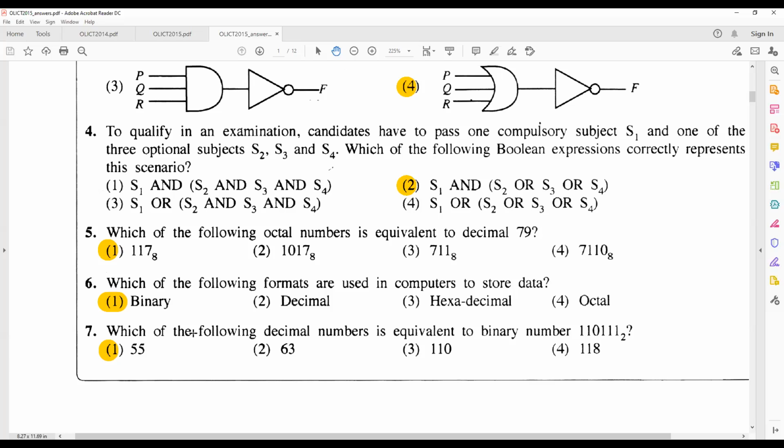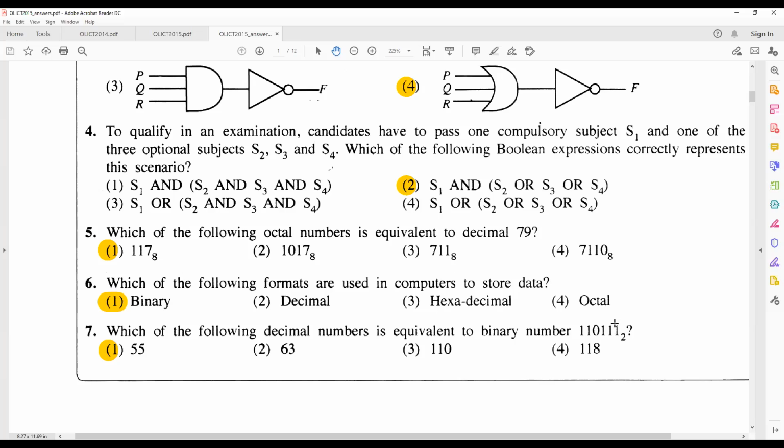Which of the following formats are used in computers to store data? The best answer is binary, because what computer understands is two states, which means we can use ones and zeros, right? So it should be binary. Then for compact representation, we will use octal and hexadecimal.